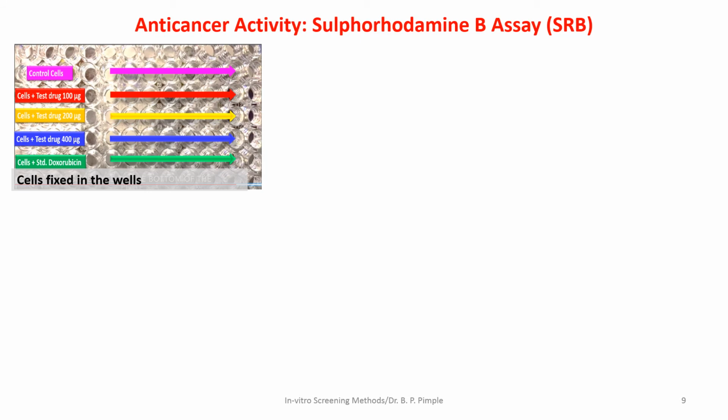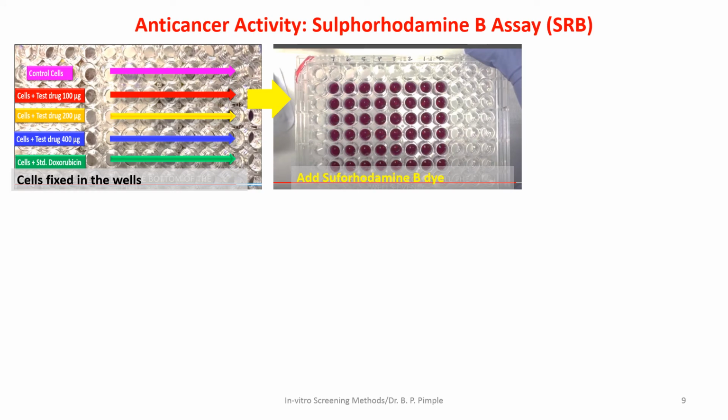Now these are our wells with different test samples, and we have fixed them. After fixing for 24 hours, we have now added, suppose, sulphorhodamine B dye. Now the concentration and the volume of the dye is constant in all the wells.